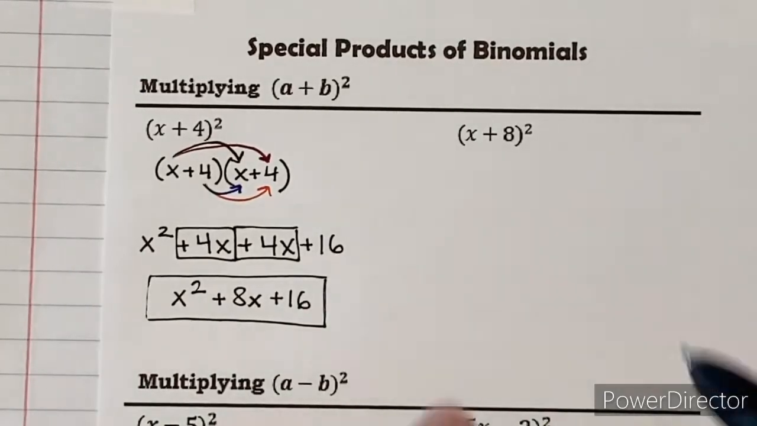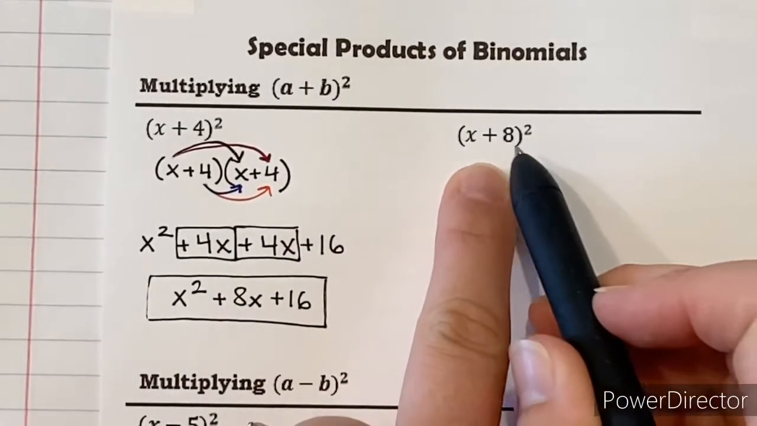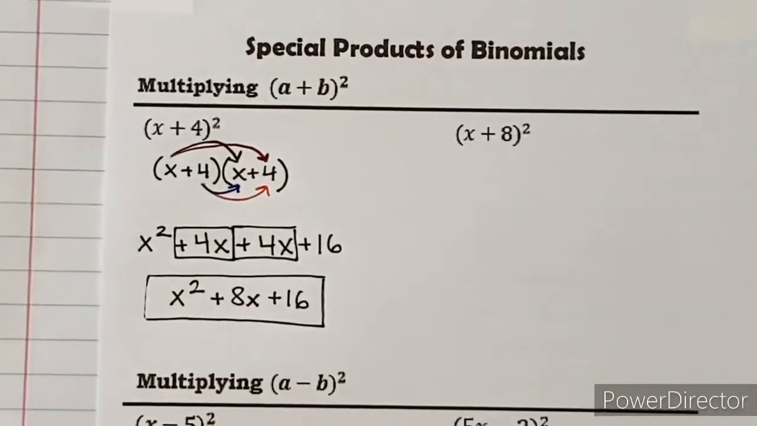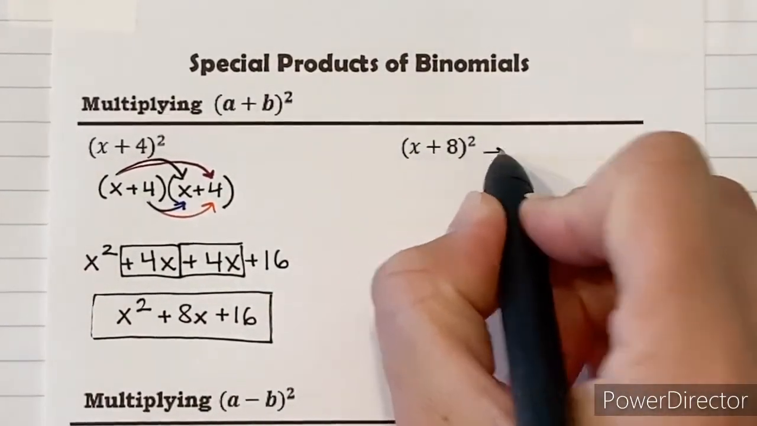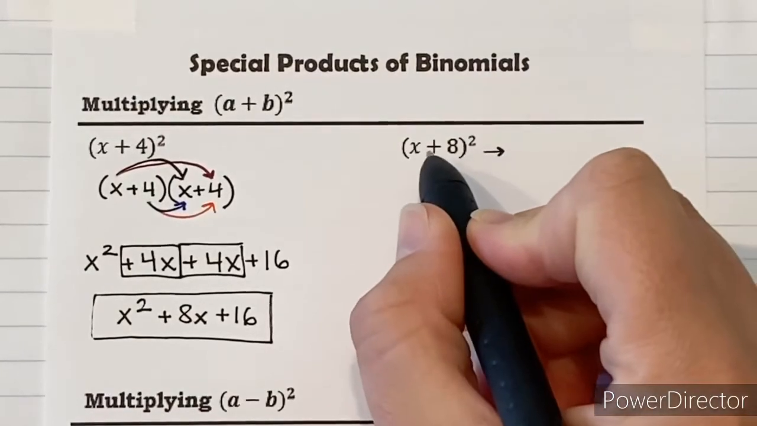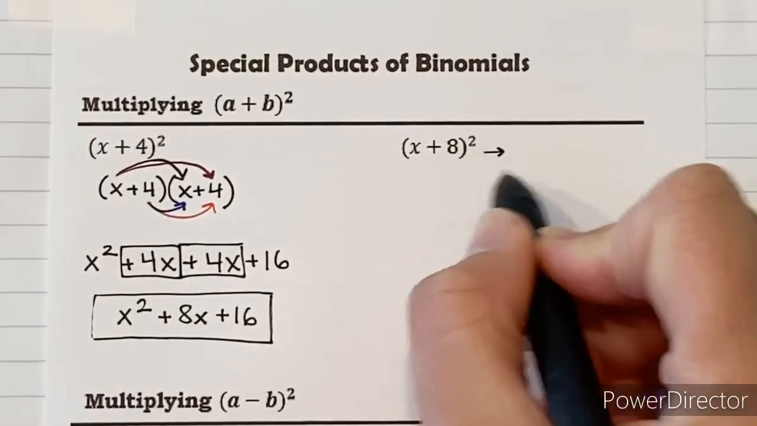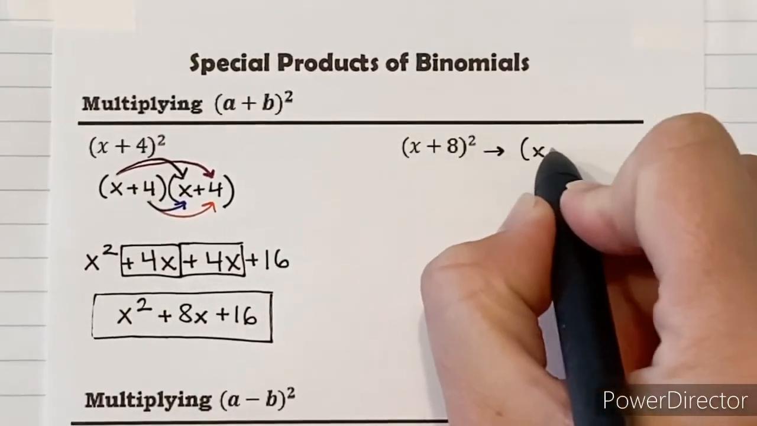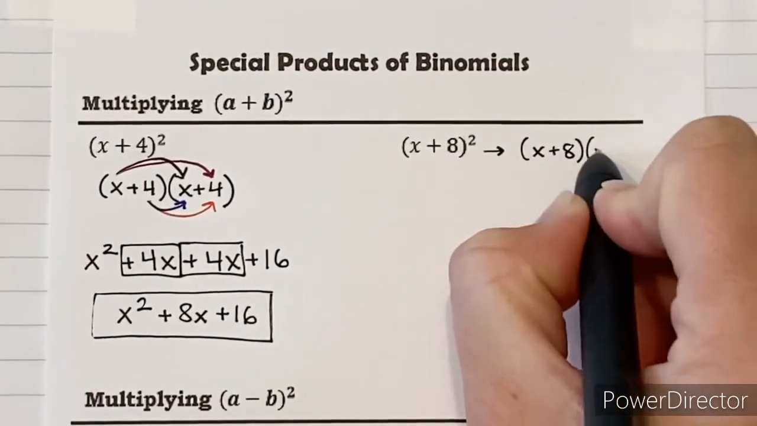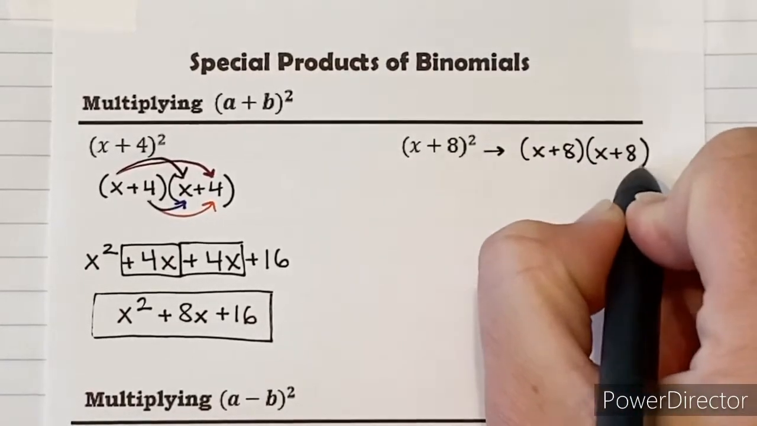Okay, now for the second one, the first thing that we need to do is address this squared and actually kind of think about what it means. Remember that that squared just means it's x plus 8 times x plus 8. So we're going to go x plus 8 times x plus 8.